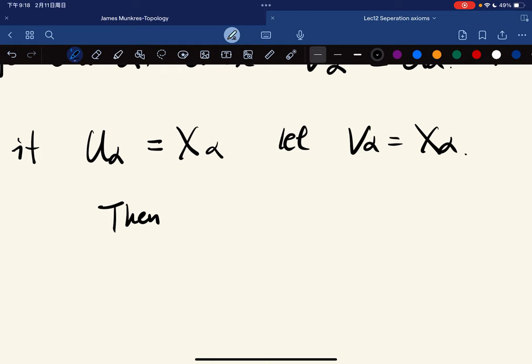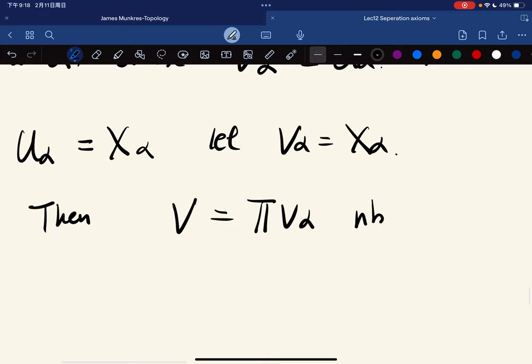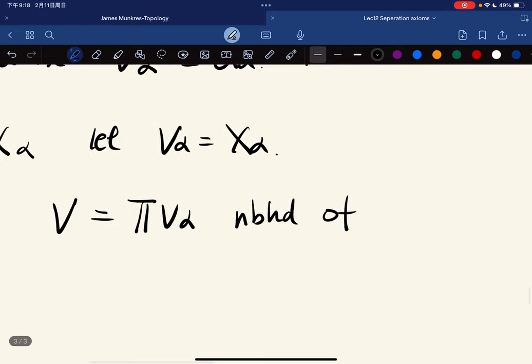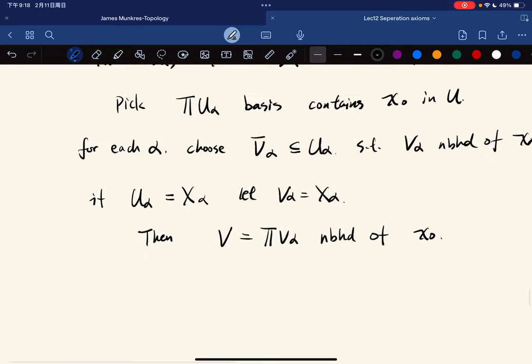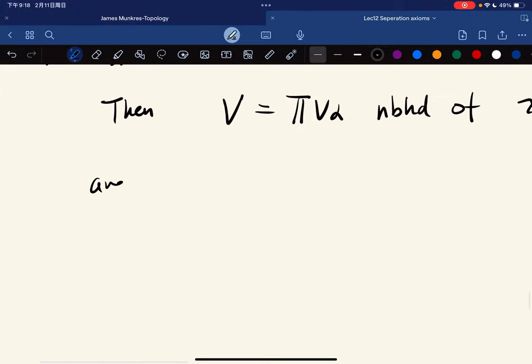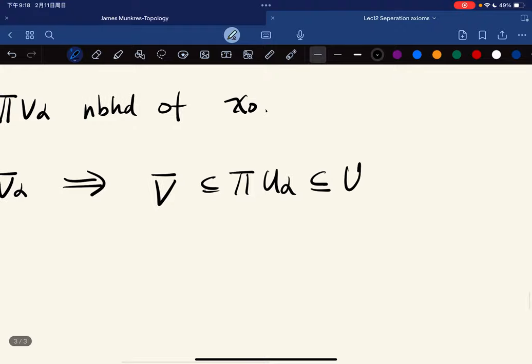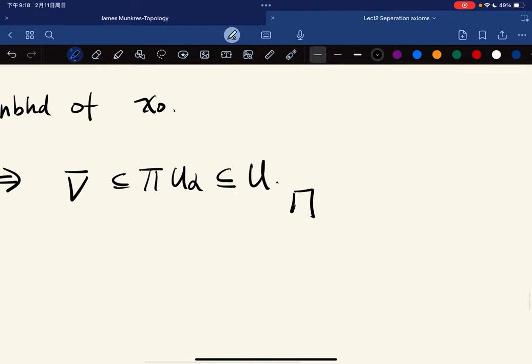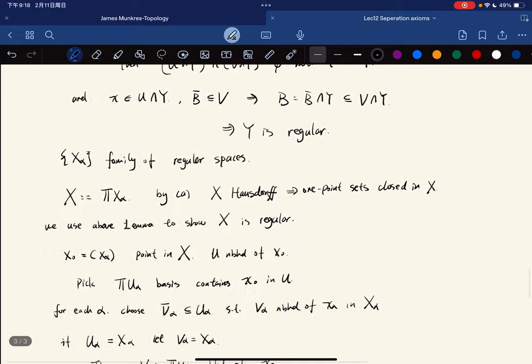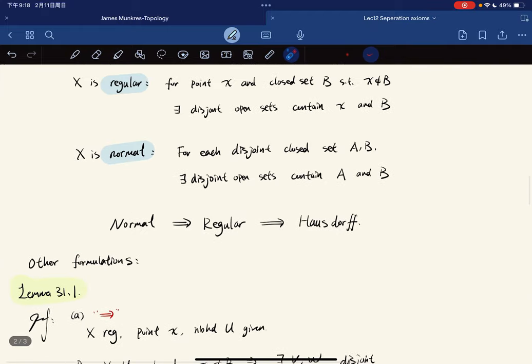Then V alpha is a neighborhood of x naught, and we previously showed that we have this equality, which means that the closure of V is a subset of U, as desired.